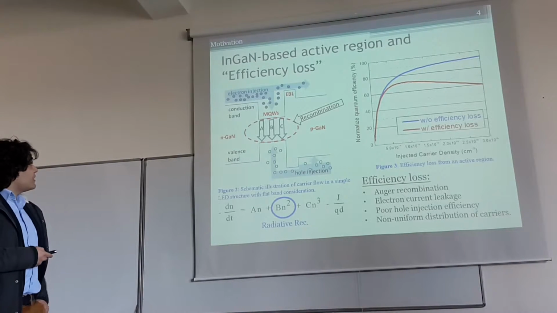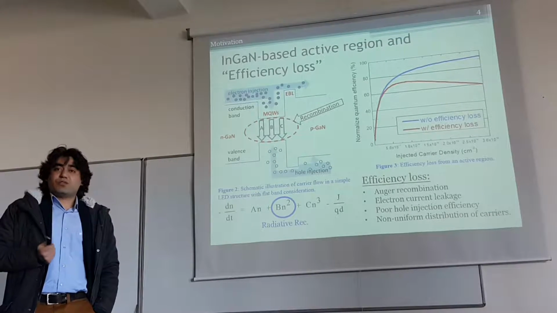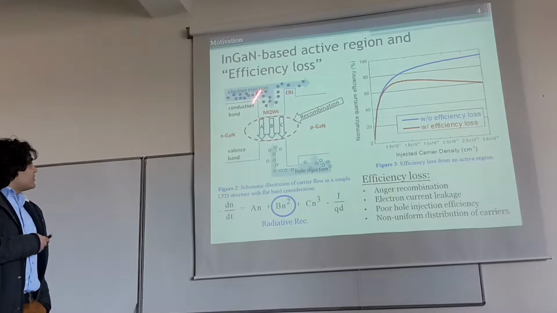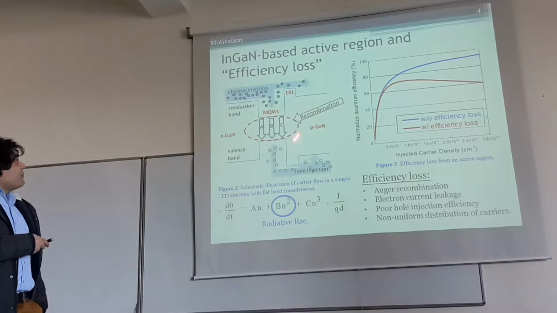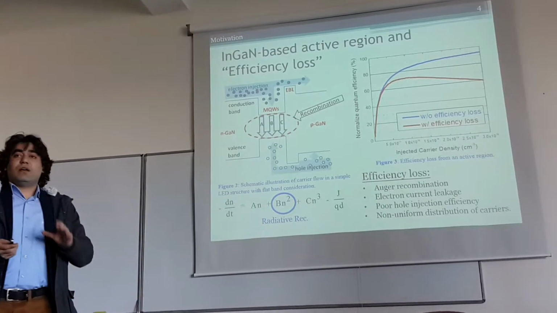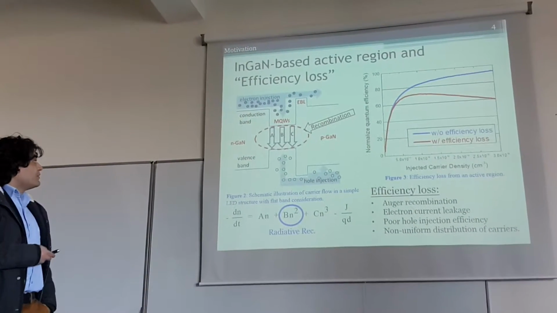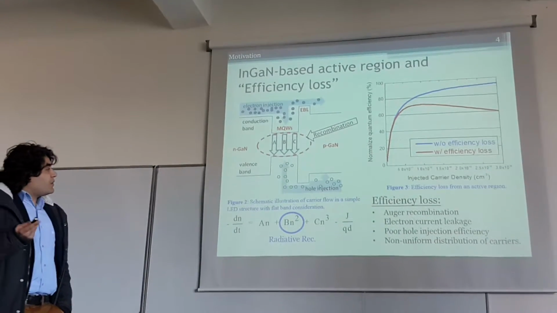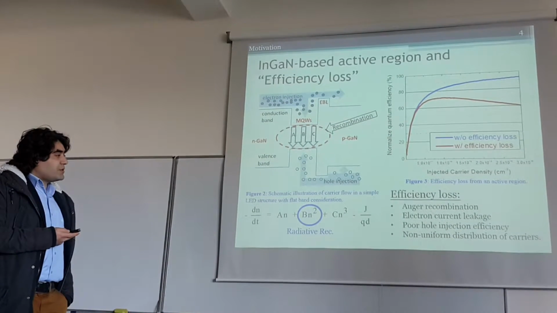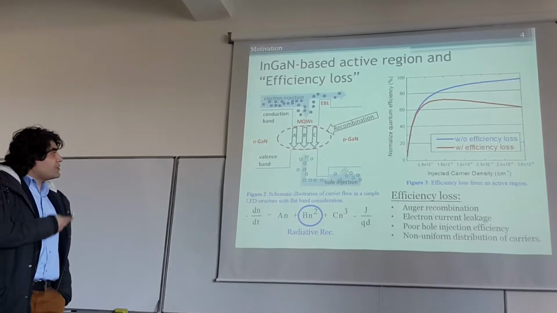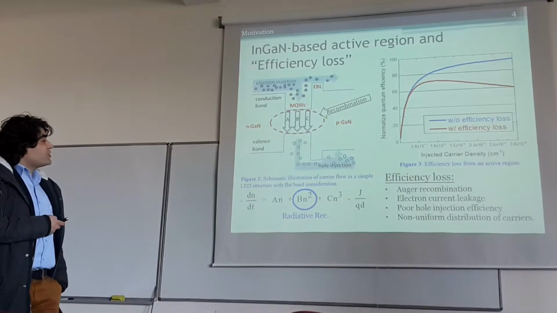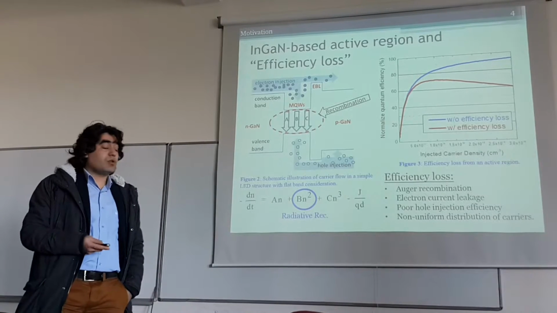In the left-hand side image, you see a flat band diagram of an active region from an LED. This is the N side, this is the P side, and this is the indium gallium nitride multiple quantum wells, which have a smaller bandgap compared to gallium nitride. Efficiency loss has problems. These are caused by Auger recombination, I'll talk about it later, or electron current leakage, poor hole injection efficiency, and non-uniform distribution of carriers. I will talk about this later.